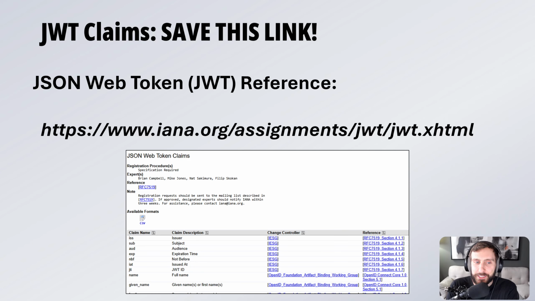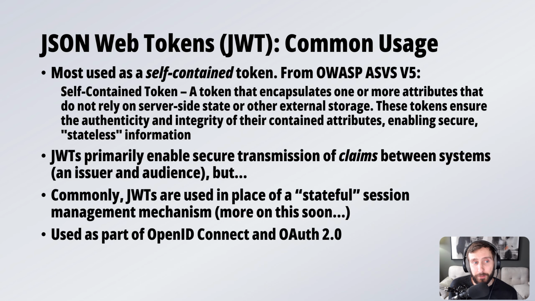Okay, here's another link to save. This one is the JSON Web Token reference, and it contains a large number of claims that are in common use and publicly known. When you're inspecting JWTs and trying to figure out how an application works and what it's doing with the values within those claims, this is probably a great starting point to see how those are defined, if they are defined.